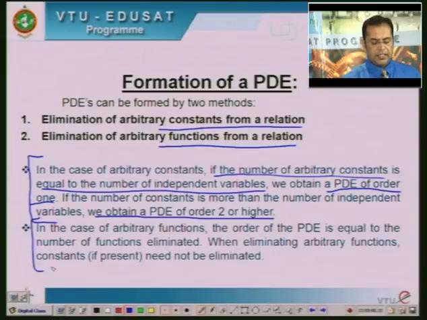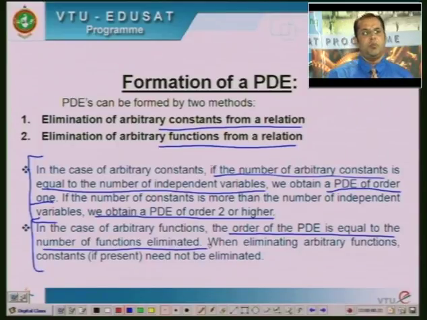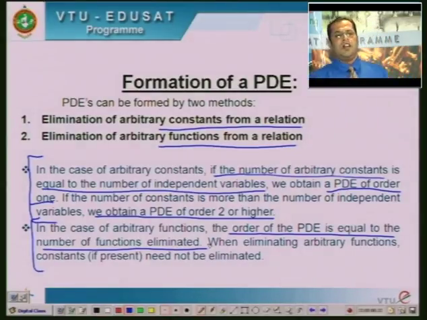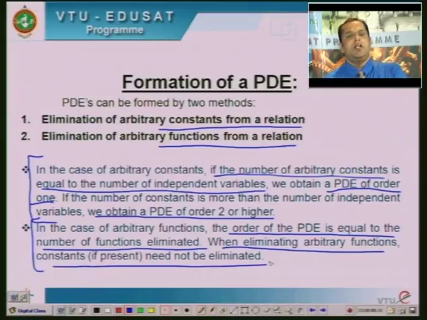Whereas, in the case of arbitrary functions, the order of the PDE is equal to the number of functions eliminated. That is to say, you eliminate one function, you get a PDE of order 1. 2 functions, you obtain a PDE of order 2. Now, the case where we eliminate 2 functions or one function is already discussed in our previous session. And you must note that when arbitrary functions are eliminated, constants, if present, need not be removed from the relation. They can be present in the final PDE also.